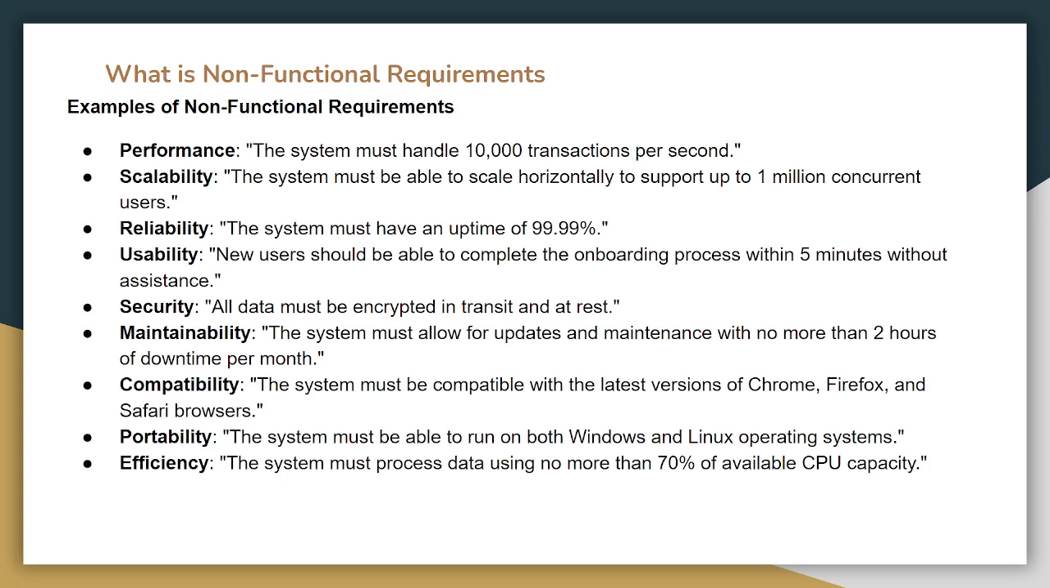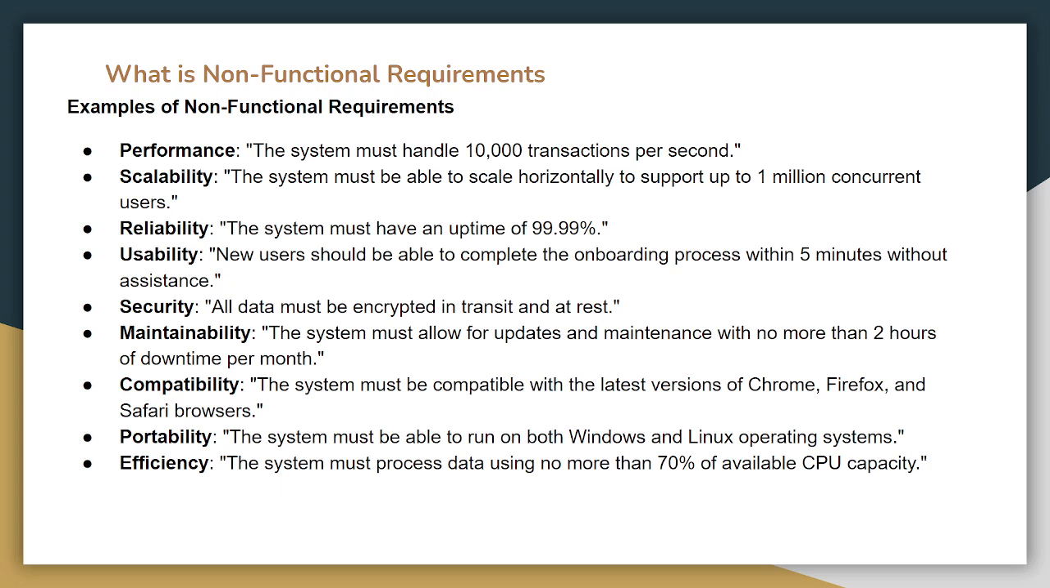Some of the key categories, as I listed, are performance, which should cover the response time, the time it takes for the system to respond to user inputs; throughput, the number of transactions or operations the system can handle in a given time period; and capacity, the maximum number of users or amount of data the system can handle.